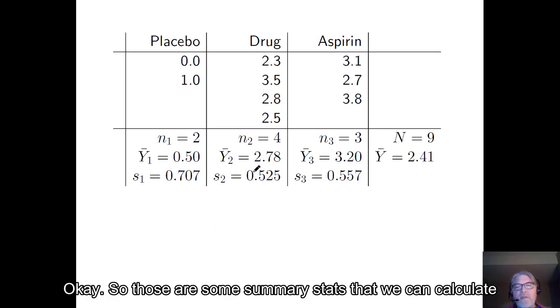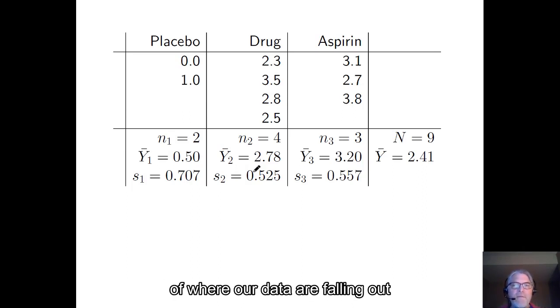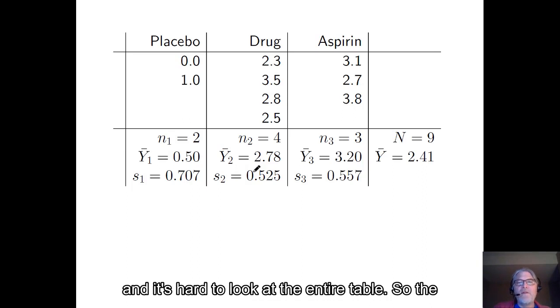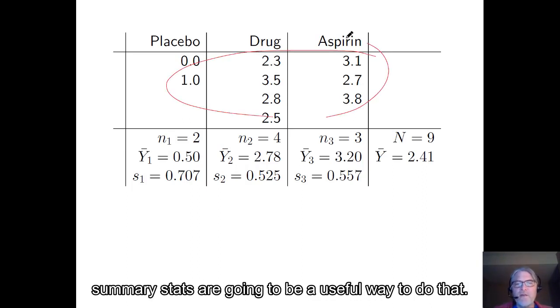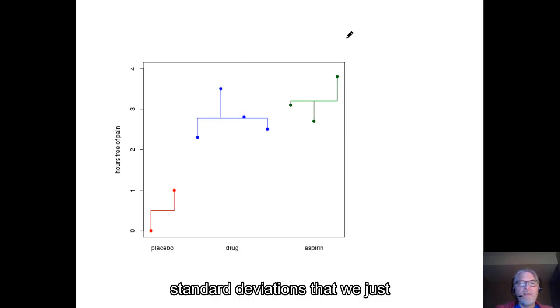Okay, so those are some summary stats that we can calculate. And obviously it's a good idea to get a sense of where our data are falling out. And it's hard to look at the entire table, so the summary stats are going to be a useful way to do that. This is a visualization of those standard deviations that we just calculated.